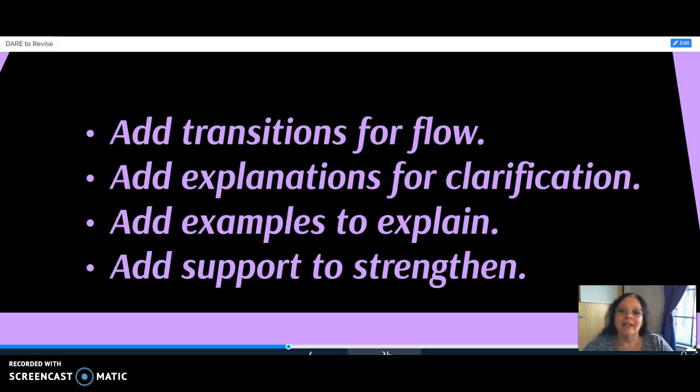So you could say, in addition to point number 1, here's point number 2. And that makes that simple connection for you. Add an explanation for clarification. If you can't really clarify it, just explain it a little bit better, and then that way we can understand it. Add examples to explain.